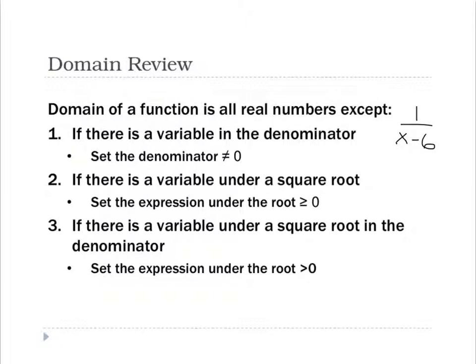Remember? Okay, if we have a square root and a variable in the square root, we set it greater than or equal to 0 because we can't have imaginary numbers in our domain. If that square root is in the denominator like this, that's when we set it greater than 0, right? Because now we're excluding anything that makes the denominator 0 and anything that makes the square root imaginary.